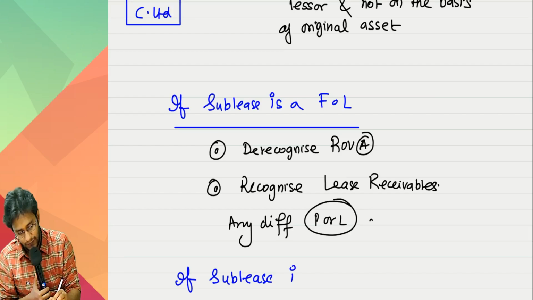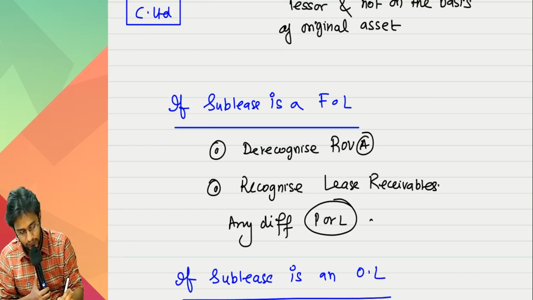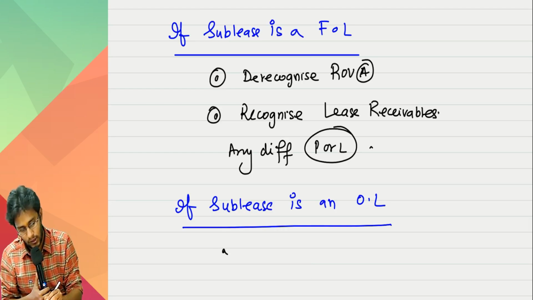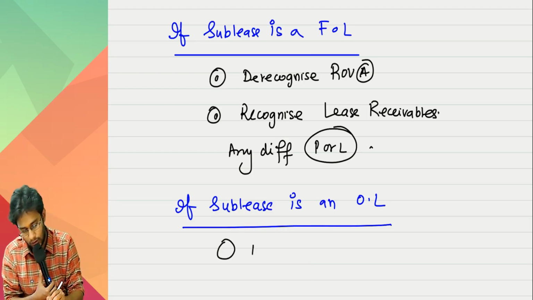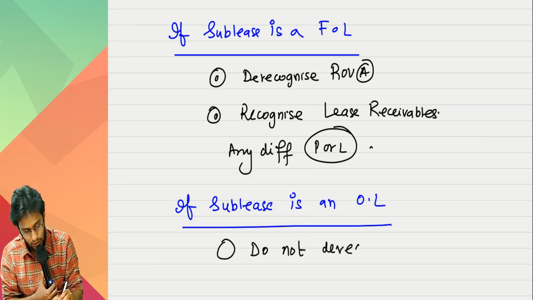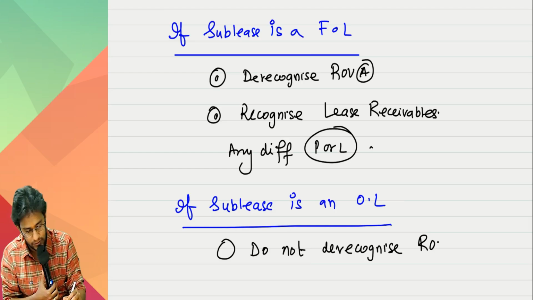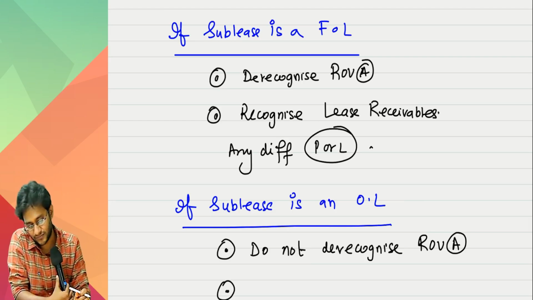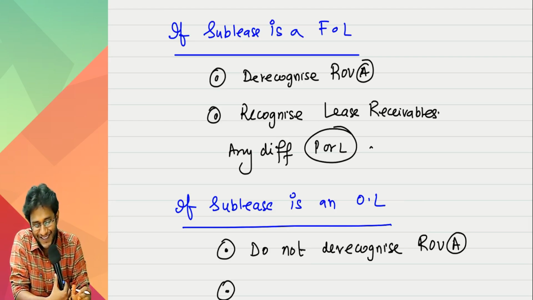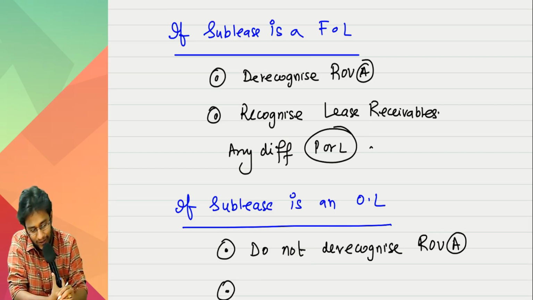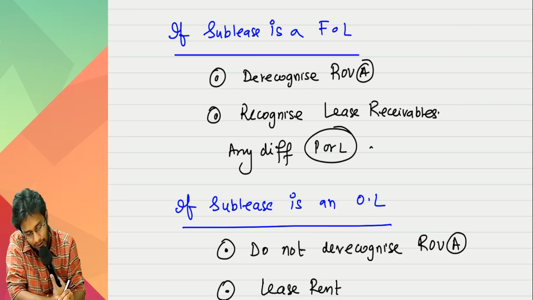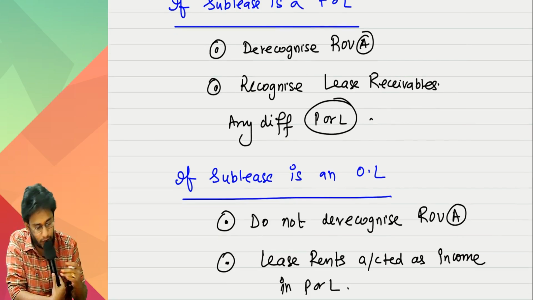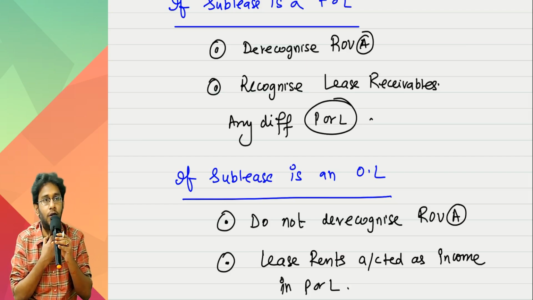Guess this one. If the sublease is an operating lease, de-recognize or don't de-recognize? Do not de-recognize your ROU asset. That's nice. Next, whatever income C Limited pays, that you recognize as income in the P&L account. Lease rents are accounted as income in P&L. That is that.